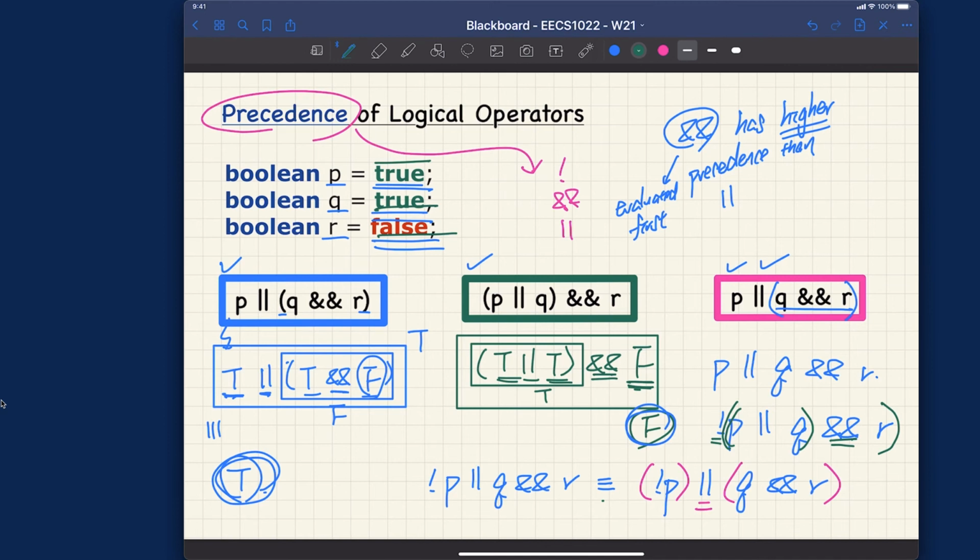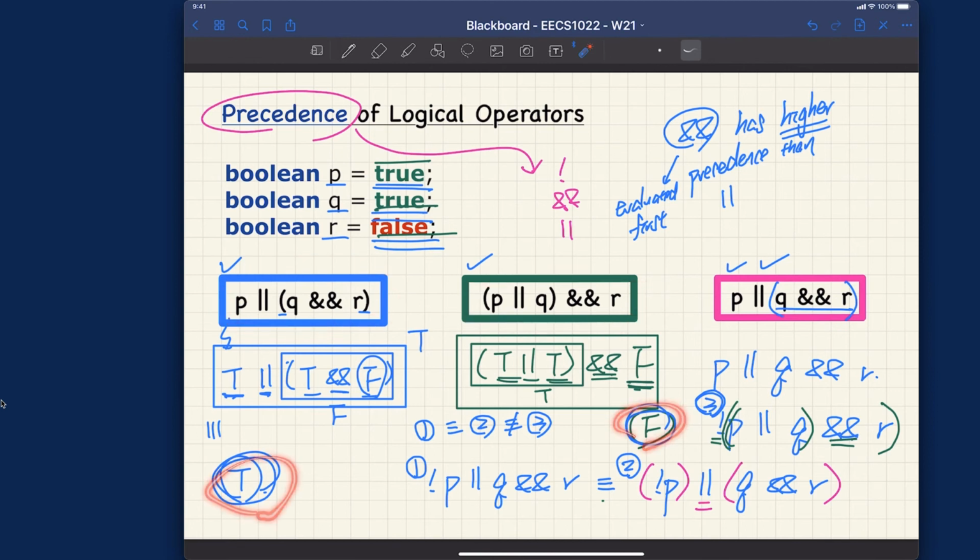Think about version number 1, version number 2, and also version number 3. Version number 1 is equivalent to version number 2. They are just equivalent. However, number 3 over here is not equivalent to either 1 or 2. You can definitely try to play with the logical values like what I did over here. I chose P, Q, and R such that different ways of bracketing show you different results, true versus false.